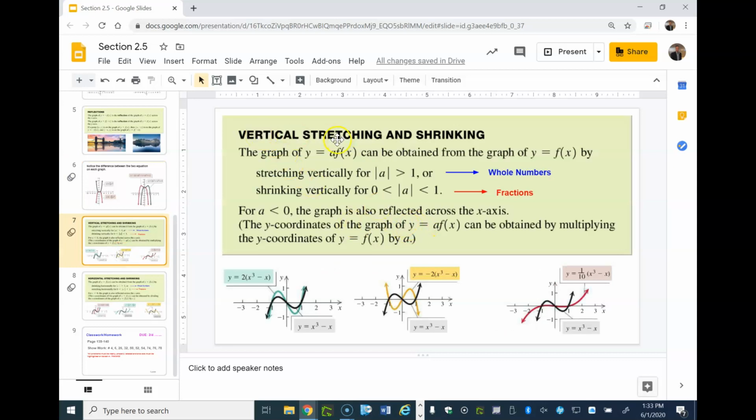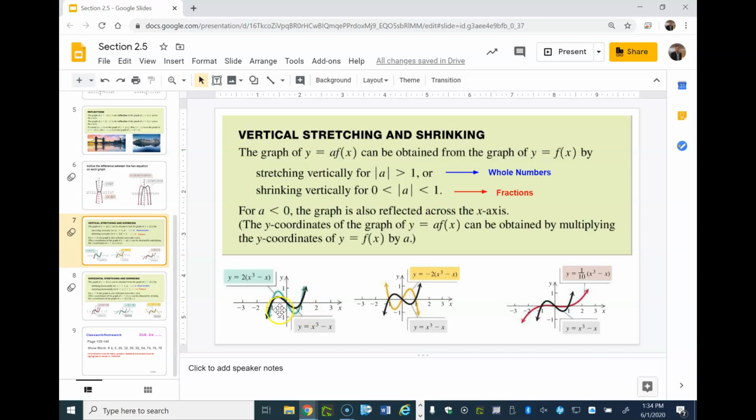So vertical stretching and shrinking. If you have a whole number, a, which is going to be constant, it is going to be in front of the function, being multiplied to the function. If you have an a on the outside and it's a whole number, this is where we're going to be vertically stretching. So looking at the examples here, the black again is the original. And you see if we put a 2 in front, it kind of pushes it and makes this hump a little bigger and this one a little bigger also. So we kind of stretch it vertically.